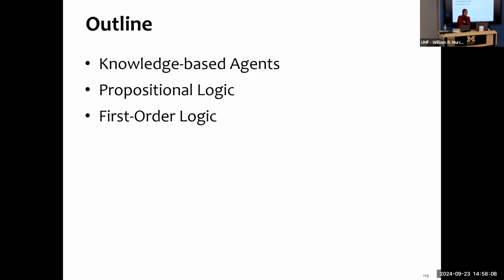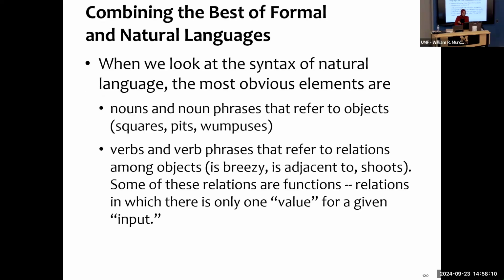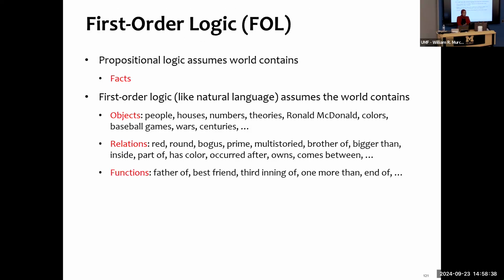So we are now going to quickly go through first order logic, which combines the best of formal and natural languages. When we look at the syntax of natural language, the most obvious elements are nouns and pronouns. This is what we were discussing just now. But there are also verbs and verb phrases that refer to relationships among objects. Like I was saying, I love you. The I and the you are important as well. So how do we approach this?